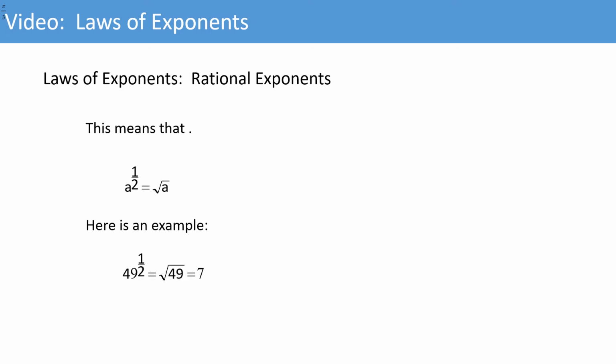Here is an example. 49 to the exponent 1/2 means the second root of 49, which we all know is the square root, which is 7.